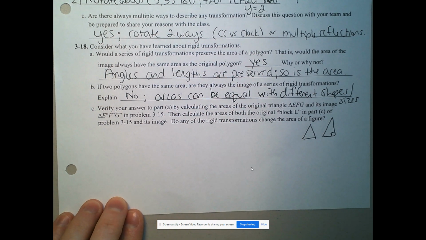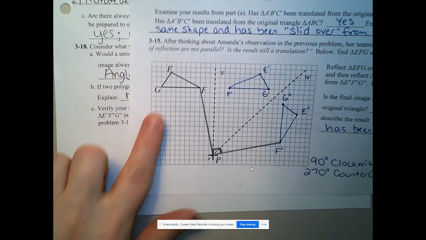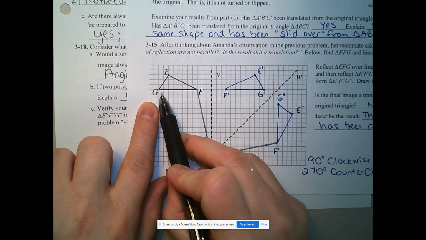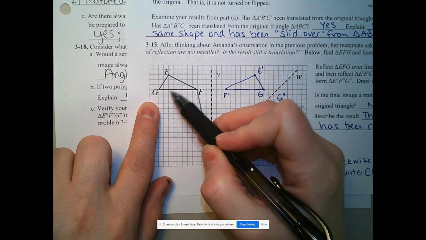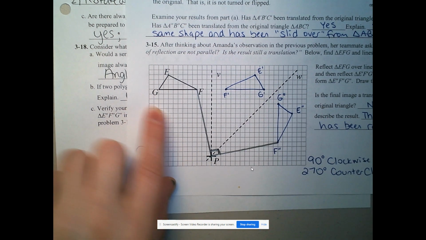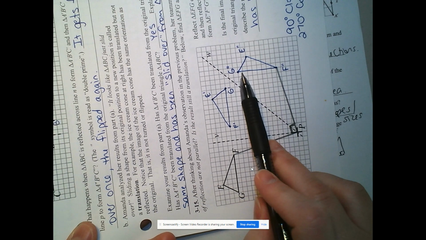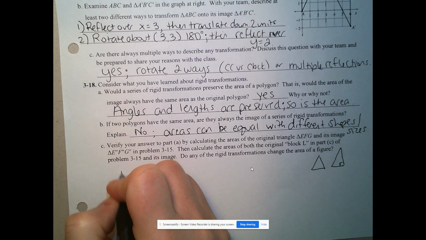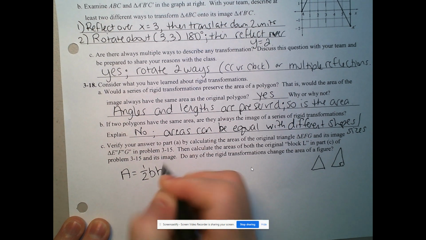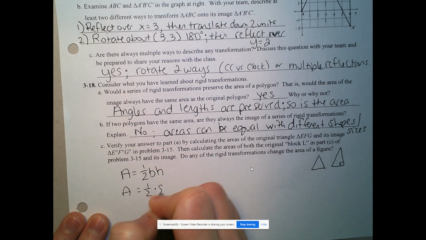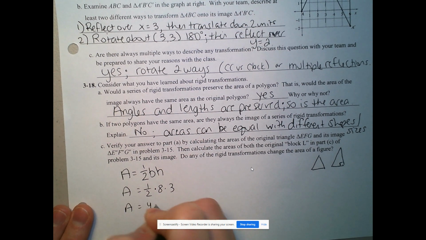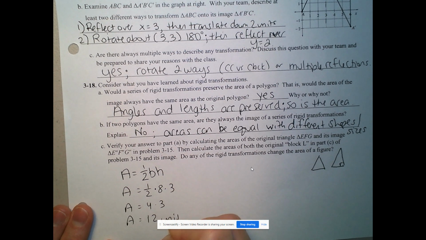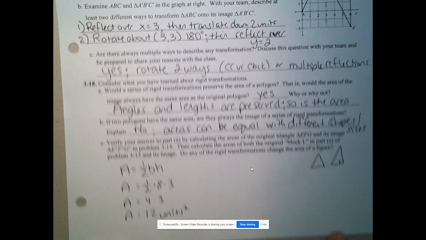Verify your answer to part A by calculating the areas of the original triangle EFG and its image E prime, F prime, G prime. So what we're actually looking at is, back on the first page, we had a triangle EFG. It had a base of 1, 2, 3, 4, 5, 6, 7, 8, and it had a height of 3. The other triangle that's there with the double primes, also base of 8, height of 3. So if we want to find out whether or not area is preserved, both of the triangles would fall under 1/2 BH, and both of the triangles we would do 1/2 times 8 times 3, which means both triangles would have an area of 12 units squared. And so, clearly the area is not changing.